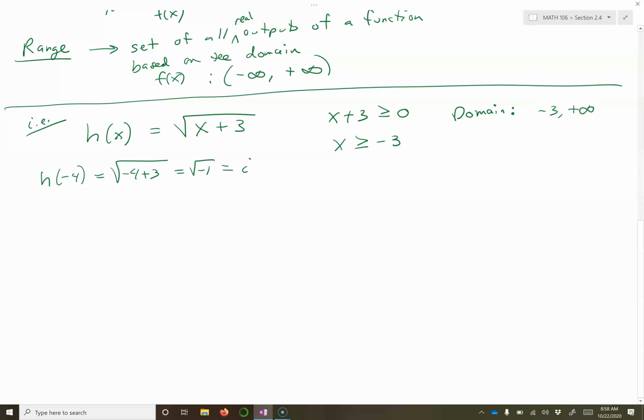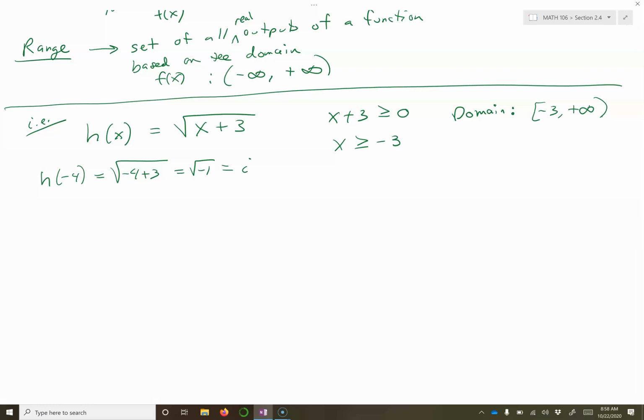What do I put on the ends, though? Yeah, I got a bracket here, and then infinities always get a parenthesis. So there's my domain. Okay? Well, when you look at that equation, it's a little bit more difficult to figure out the range.